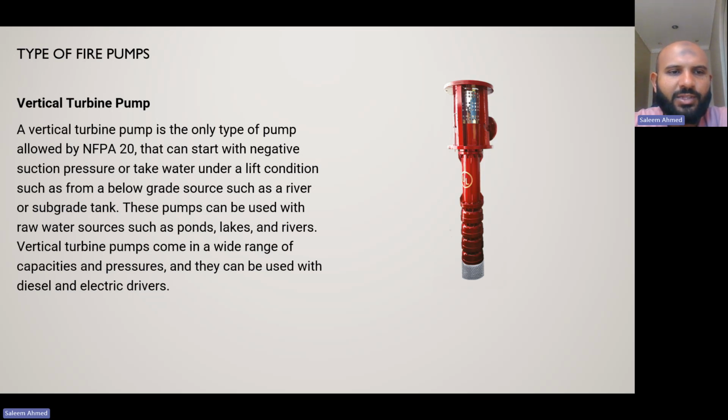This pump can be used with a raw water source such as ponds, lakes, and rivers. And it also comes in a wide range of capacity and pressure. They can be used with diesel and electrical drivers.